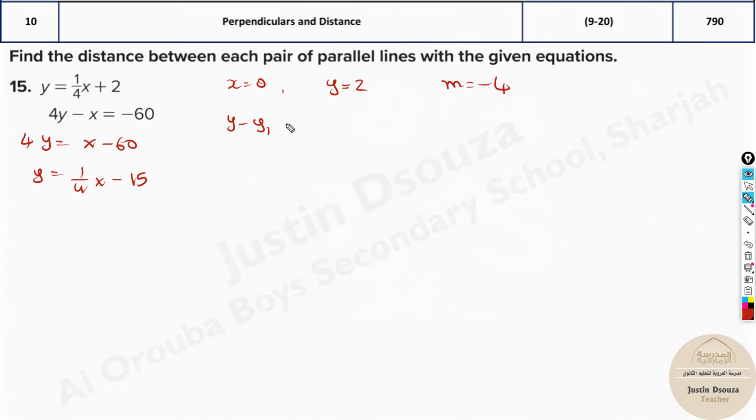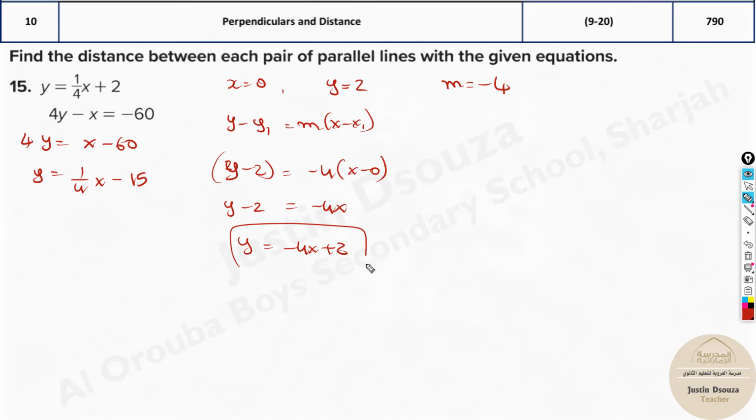y minus y1 is equal to m into x minus x1. Substitute over here: y minus 2 equals negative 4 times x minus 0. Negative 4x, so y minus 2, y is equal to negative 4x plus 2. That's the equation. Now what you need to do is equate it with this particular equation over here. So 1/4 x minus 15 is equal to negative 4x plus 2.